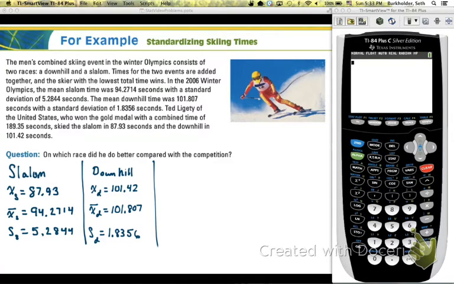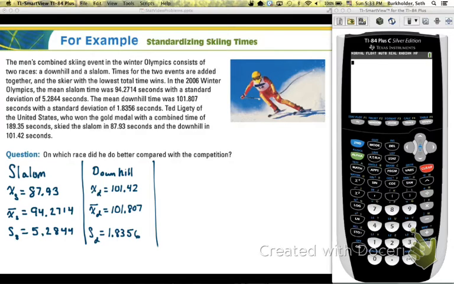Alright, so we're going to take a look at an example. This is a skiing example from the 2006 Olympics. Ted Ligety was the American who won the gold in the men's combined skiing event, where it's two events where you take your two times, you add them together, and the skier with the best, in this case the fastest, the lowest combined times wins the gold medal.